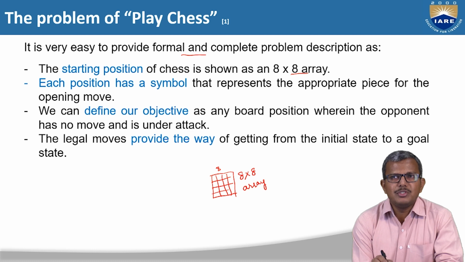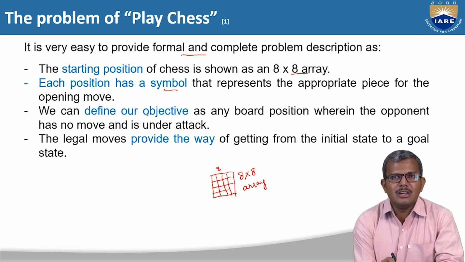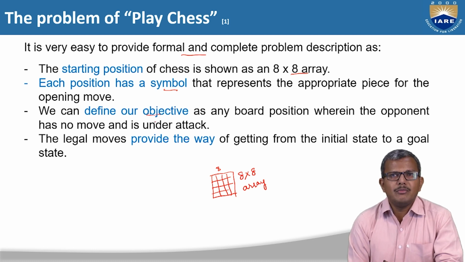And for each and every position, we are supposed to represent it with a kind of symbol. And then we need to define our objective also. The objective is some kind of board position where the opponent does not have any legal moves. That means when the opponent is attacking the king of the other side, and he does not have any legal moves to perform, then we have reached the goal point. That is the defining of our objective.